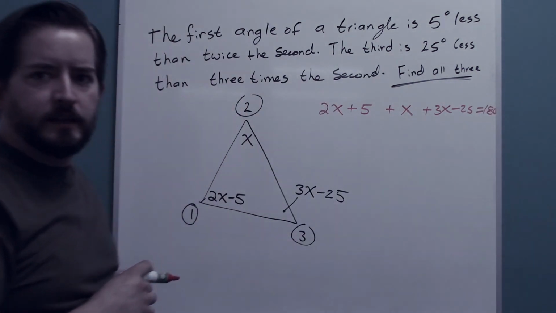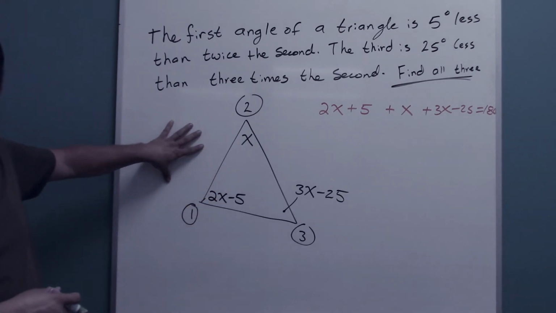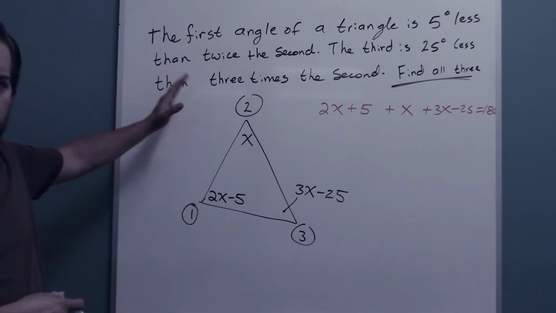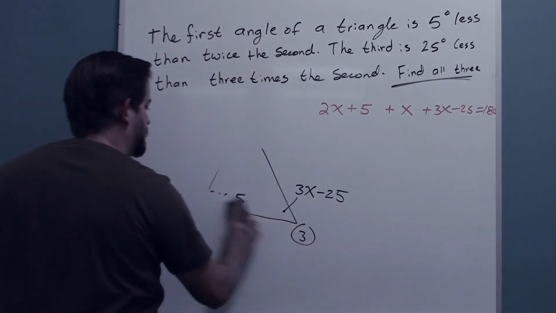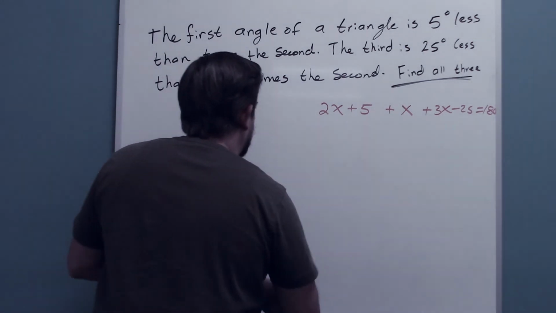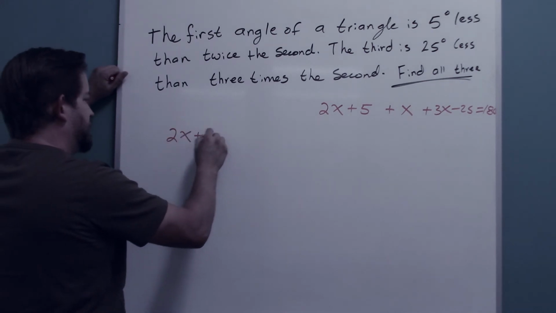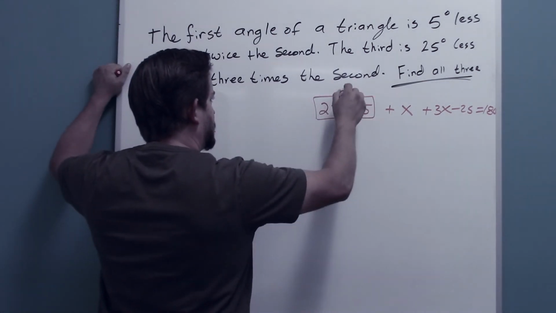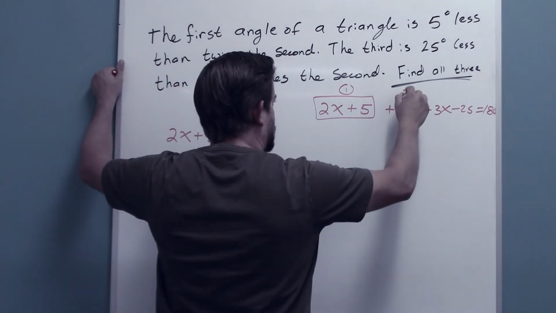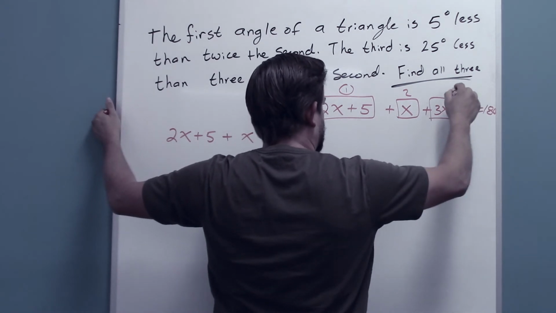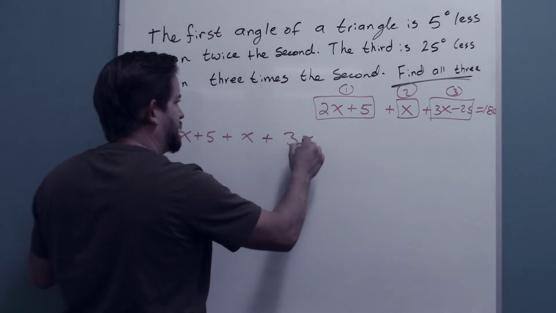And that equals 180, right? All right, I need the board space, so I'm going to get rid of my triangle. So if you need to pause this video, pause it, because this is going away soon. I'm going to write this over here so I have more room, but I've got 2x plus 5. That was angle 1, right? Plus x, which was angle 2. And 3x minus 25 was angle 3.